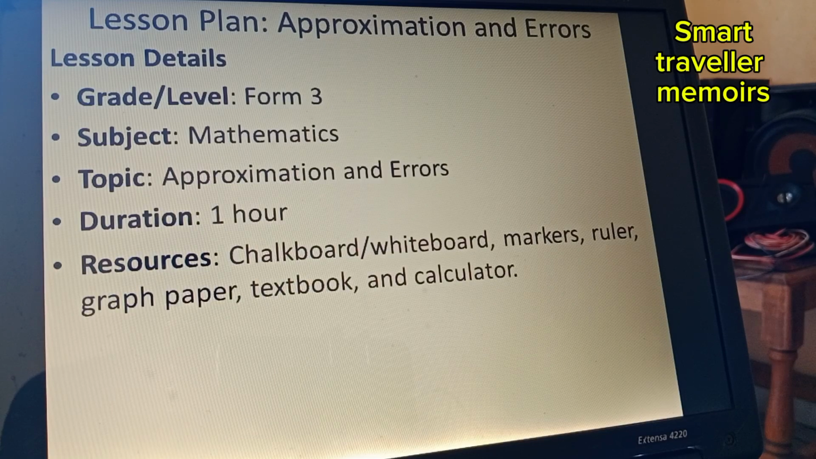Resources, we have the chalkboard or whiteboard, markers, ruler, graph paper, textbook, and a calculator.